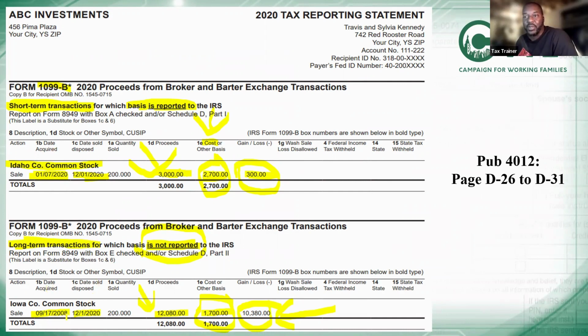Because if I made a mistake and put this long term in as like 9/17/2020, I would have made this $10,000 short term and made it taxed at a higher rate, which would be unfortunate. So that's why it's really important to put in good dates. Right. Okay.